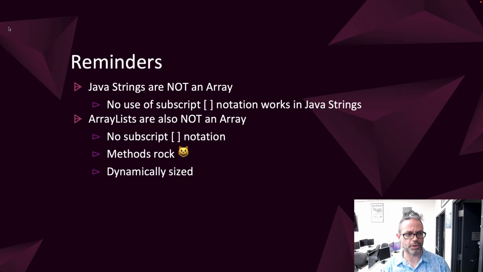A couple of reminders before we end. Remember, Java strings are not an array. In other languages they might be, but in Java, strings are not an array. You can't use square brackets anywhere on them, so don't try. It's not going to help you. And finally, array lists are not an array. Also, no subscript notation. Array lists are amazing. They've got methods. They rock. Let's use them. And array lists are dynamically sized. They're not fixed. So you have to remember to keep that in mind as well.